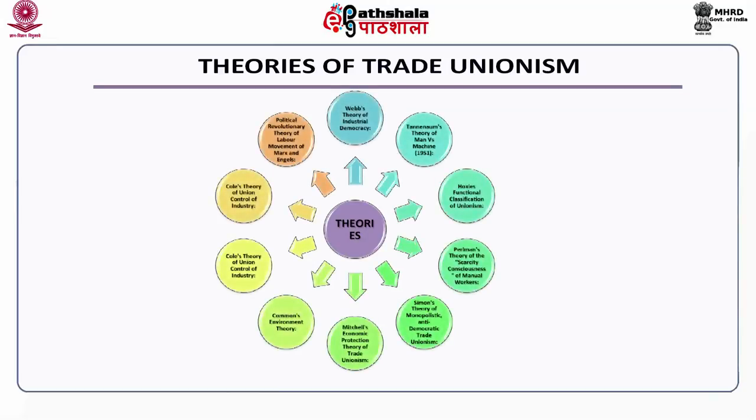The prominent are the Webbs' theory of industrial democracy, Tannenbaum's theory of man versus machine, Hoxie's functional classification of unionism, Perlman's theory of the scarcity consciousness of manual workers, Simons' theory of monopolistic anti-democratic trade unionism, Michels' economic protection theory of trade unionism, Commons' environment theory, Cole's theory of trade union control of industry, and the political revolutionary theory of labor movement of Marx and Engels.